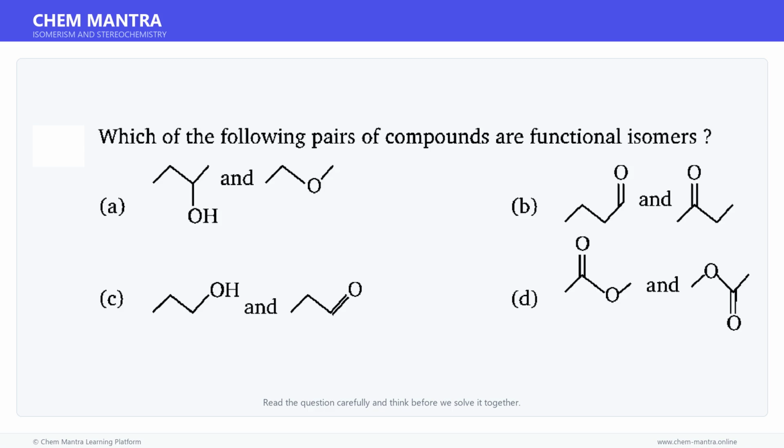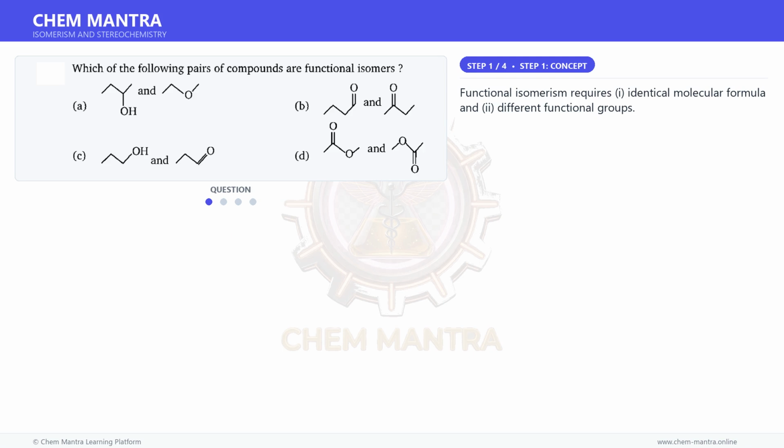Here is a question. Read it carefully and think about the answer. Let us solve it step by step. Let us first understand the key concept here. Functional isomerism requires identical molecular formula and two different functional groups.